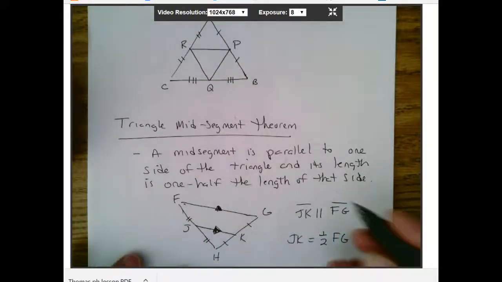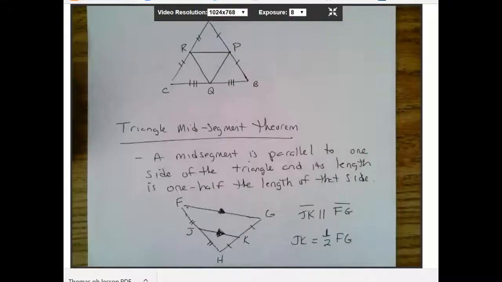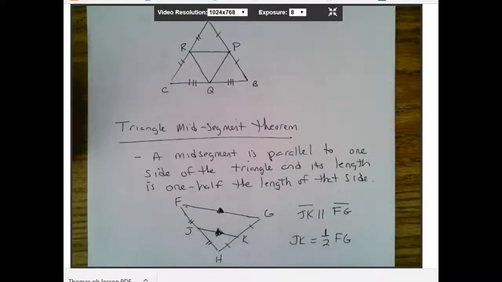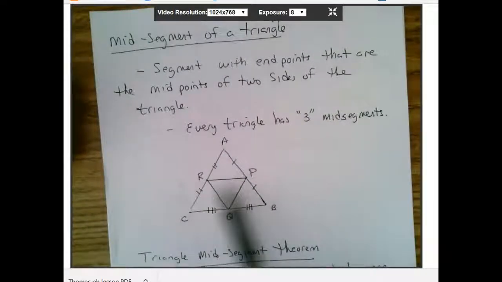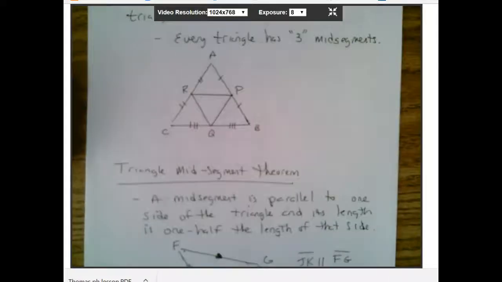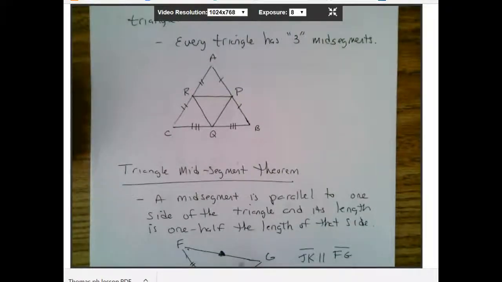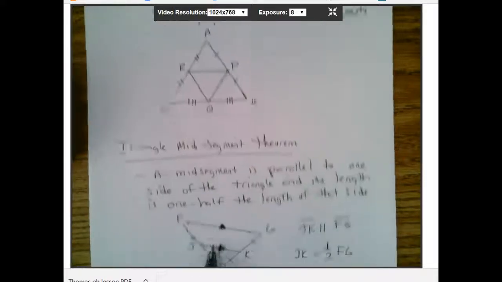So if we know these are mid-segments, like right here, this is your mid-segment, and it runs from one side of the triangle to the other. And here we'd be looking at this one right here, we can figure out from that theorem that this one is parallel, and that its length, because it cuts these two in half, this length JK would be 1/2 of this total length.